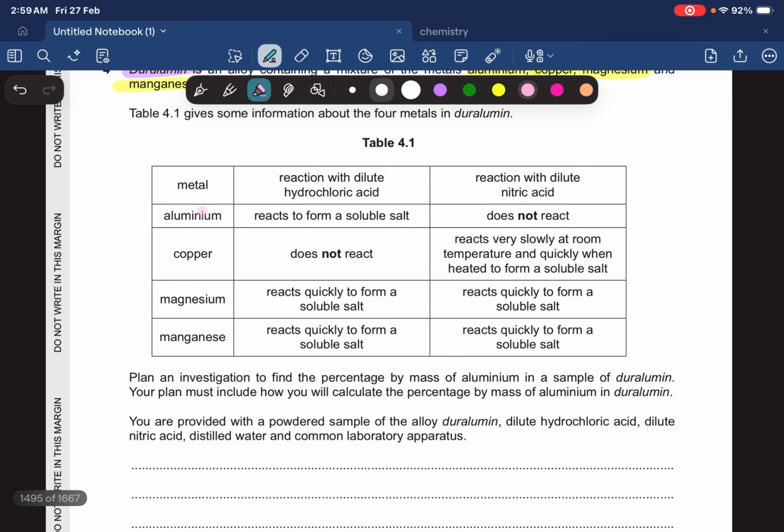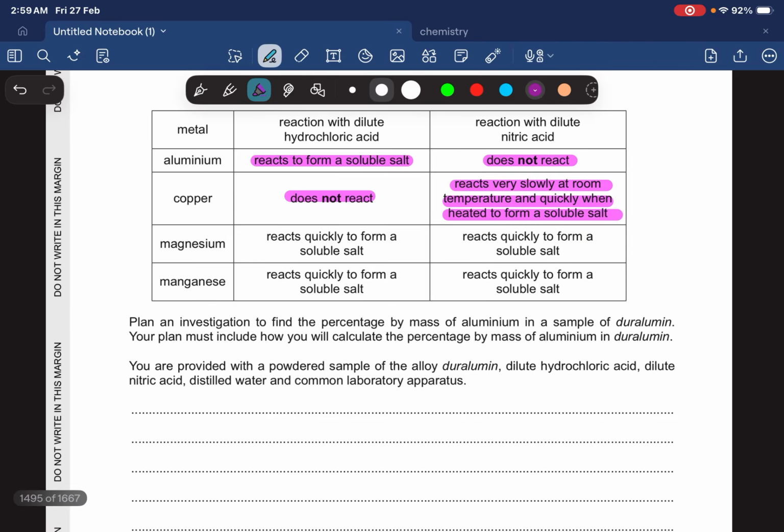So the first information we're given about aluminum is its reaction with dilute HCl. Okay, so that's important. Now we're being told it reacts to form a soluble salt, and does not react with nitric acid. Copper does not react with HCl. With nitric acid, it reacts very slowly at room temperature and quickly when heated to form a soluble salt. Okay. Magnesium reacts quickly to form a soluble salt. Manganese reacts quickly to form a soluble salt.